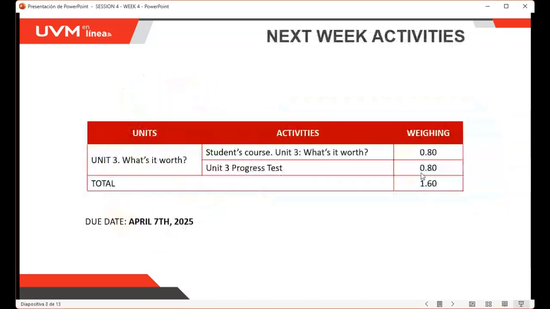Okay, if you don't have any questions... Maestro, ¿eso aplica para todo, por ejemplo, el inglés británico? Sí, en el inglés británico también aplica.